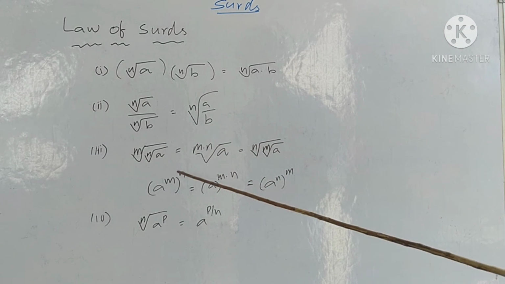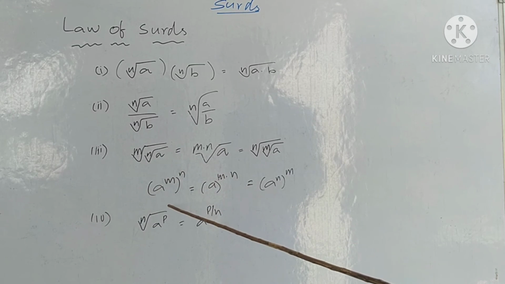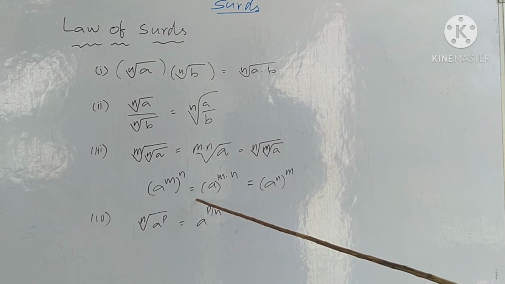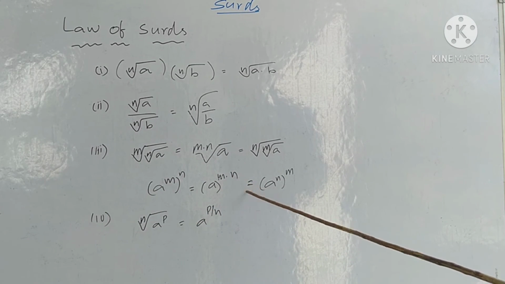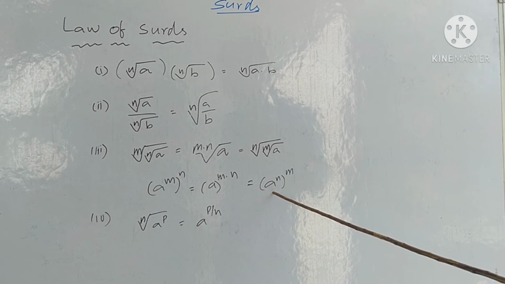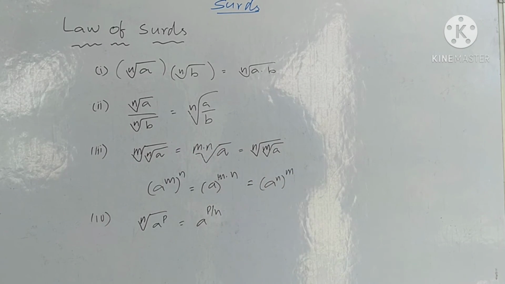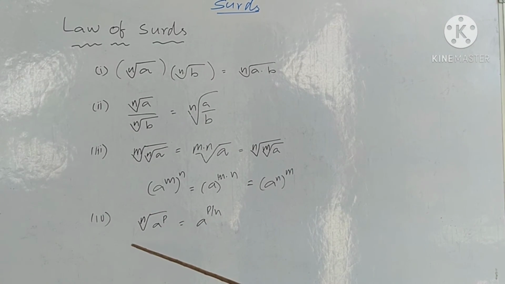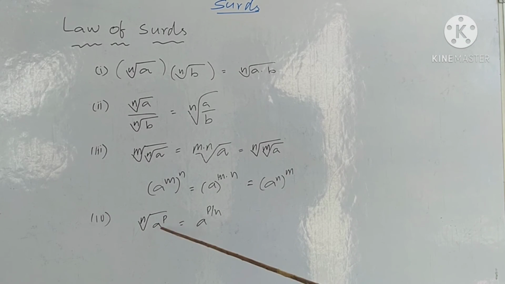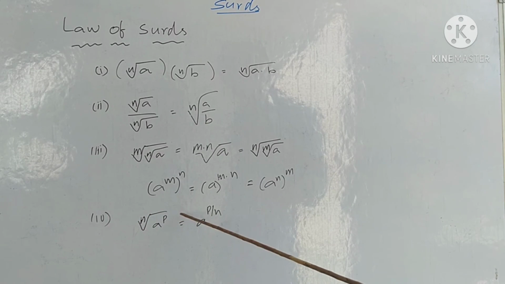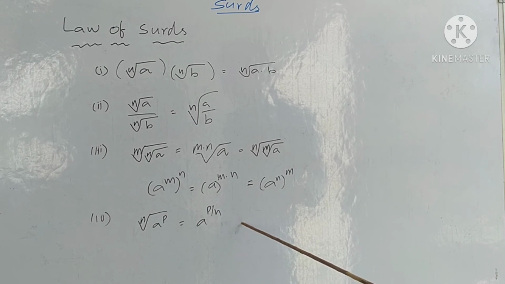So compare this formula with our law of exponents, children: a power m whole power n is equal to a power m into n, or a power n whole to the power of m. Compare with our exponent formula. Next one: nth root of a power p is equal to a to the power of p by n. Nth root is nothing but a to the power of p whole to the power of 1 by n. So 1 by n into p is equal to p by n. So the final formula is a to the power of p by n.